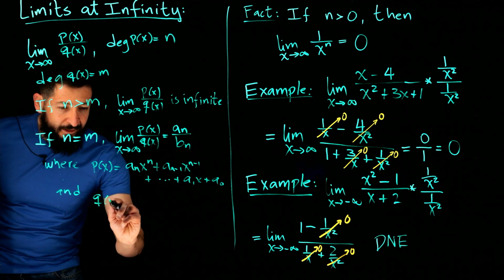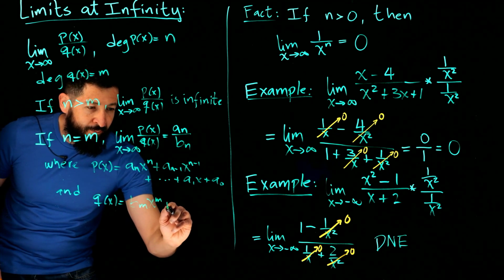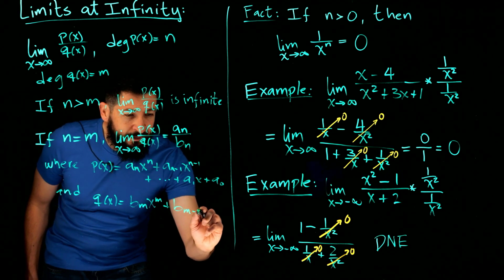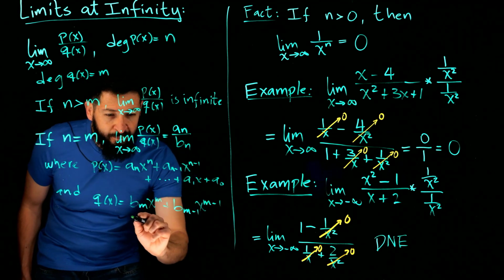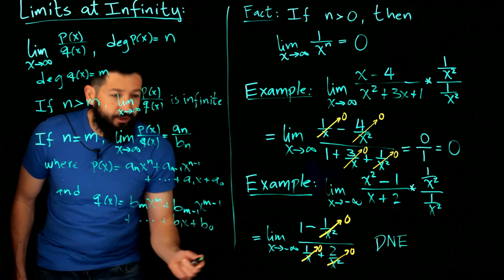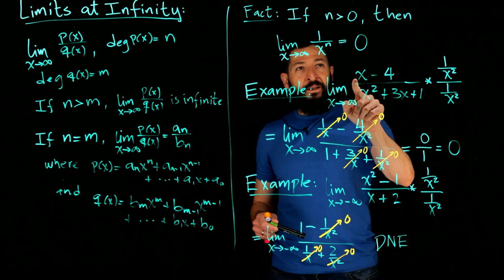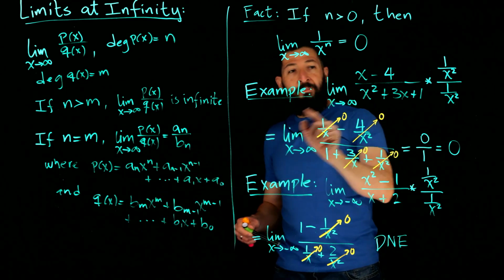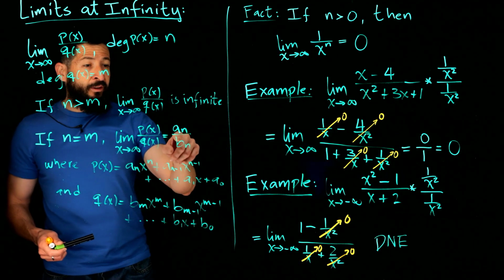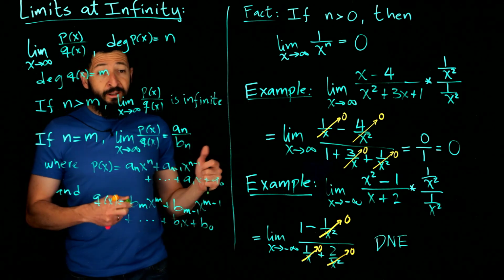And q of x is the polynomial of the form b_m x to the m plus b_(m-1) x to the m minus 1 plus ... plus b_1 x plus b_0. So the leading coefficient, a_n in our case, is the one that goes in front of here, and b_m would be the one that goes in front of here. But whenever n and m are equal, then you have a_n over b_m, but this is the same as b_n. That's going to be your limit.